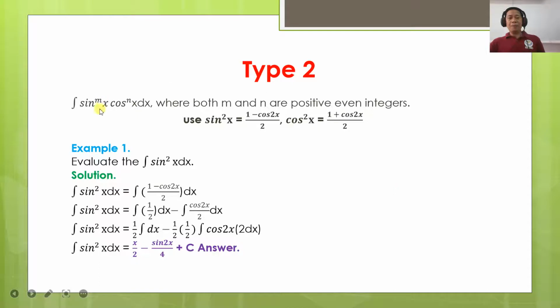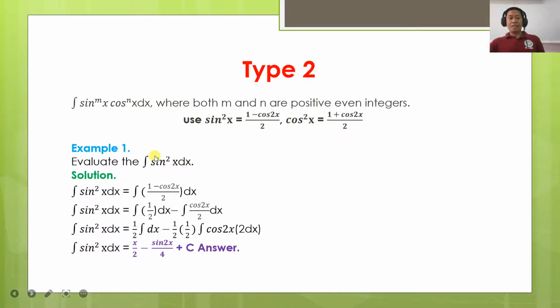Sa type 2 naman po, ganun pa din. Yung ating integrand is still sine and cosine. Kaya lang, ang kaibahan dito, yung kanyang exponent ay parehas even integers. Yun lang, even integers. So pag ganito po, ang identities na ginagamit is iba na po, no? Iba na. So, yung sine squared x is equals to 1 minus cosine 2x over 2. And we have cosine squared x, which is equals to 1 plus cosine 2x over 2. Yan na po yung identities na gagamitin natin.